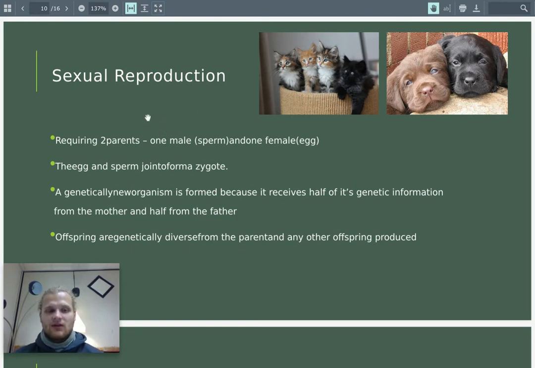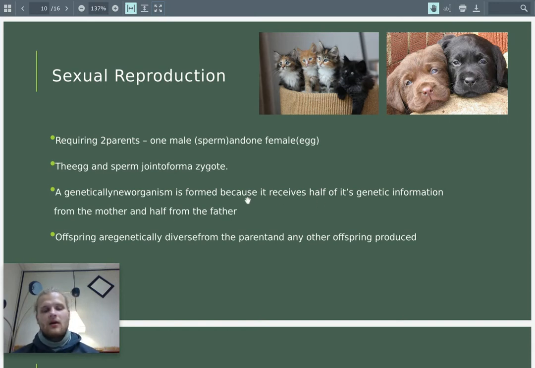Let's get into it. This one again requires two parents. Typically, we talk about the male providing the sperm and the female providing the egg. The egg and the sperm combine to make what is called the zygote. Having the zygote is super important because that's a new offspring. You get half your DNA from mom and half from dad, and they make a zygote. That's a genetically new organism because it's not just mom or just dad. It's a combination of both. It's new, formed because you have half from each parent.